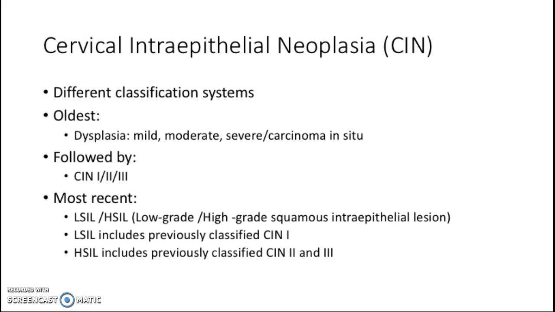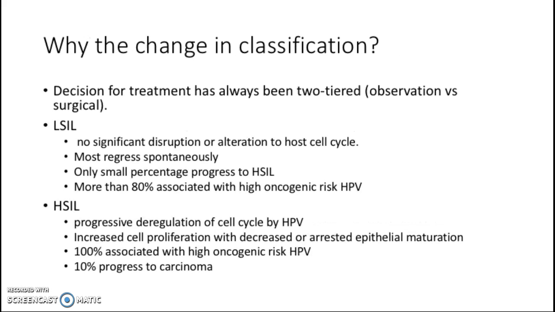And the most recent is low-grade squamous intraepithelial lesion and high-grade squamous intraepithelial lesion, or in short known as low cell and high cell. So low cell includes previously classified CIN 1, and high cell is previously classified as CIN 2 and 3. Why is there a change in the classification? This is because although the classification used to be 3-tiered, the decision for treatment has always been 2-tiered, which is whether it's observation or surgical.